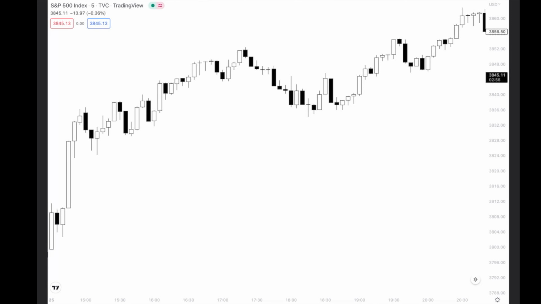Here's a real world example. If you look to the very left, you can see that the first candle is a bullish candle, the second a bearish candle marked in red, and then we have a series of bullish candles after that.